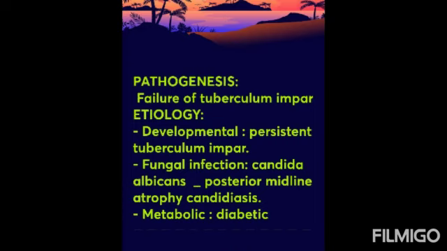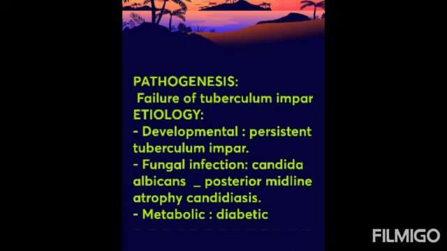So the etiology, the first one is developmental. The persistent tuberculum impar suggests its developmental origin. The second cause is fungal infection, due to Candida albicans, which is found in many of these lesions. If it is affected by Candida albicans, it is called posterior midline atrophic candidiasis.